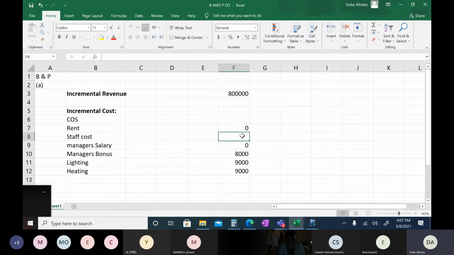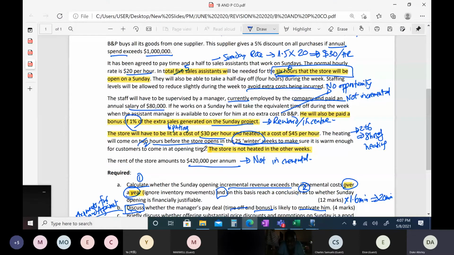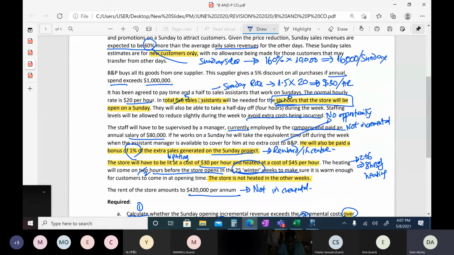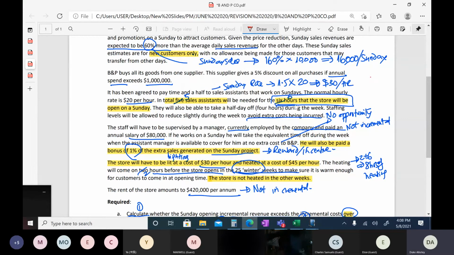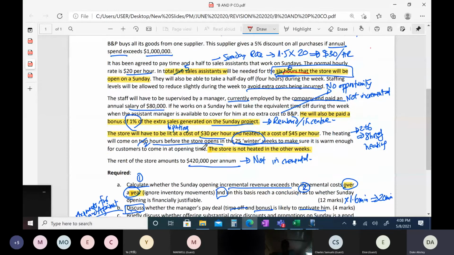So what are we left with? Staff cost and the cost of sales. All right, now staff cost. We want to work out what this staff cost will be. Now let's go back to the question. We are told that there are 5 sales assistants. Each of these will be needed for the 6 hours that they work, and they will be working for 50 weeks.